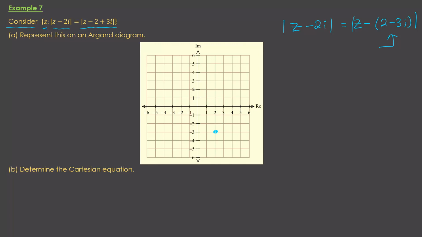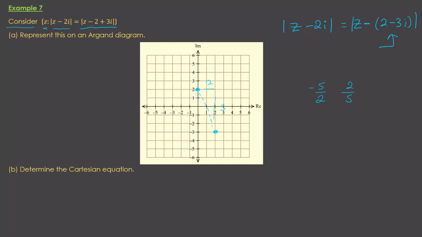|z − 2i| is the distance from (0, 2). If z is to be an equal distance from these two points, then it needs to be the perpendicular bisector. Now let's think about the gradient of the line I've just drawn. It goes 2 across and 5 down, so the gradient there would be −5/2. The perpendicular would need to have a gradient of 2/5.